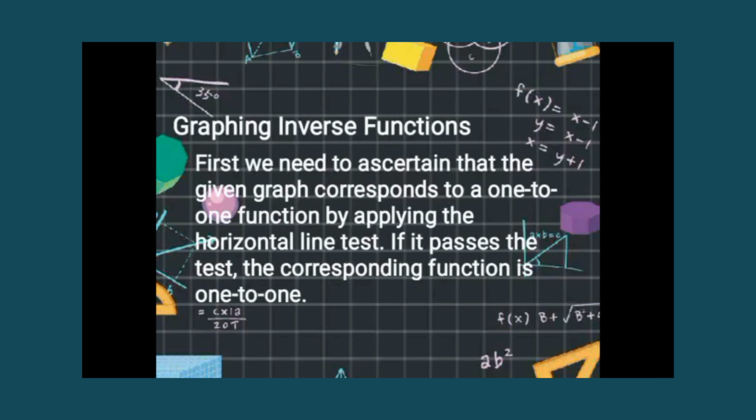Graphing inverse functions. First, we need to ascertain that the given graph corresponds to a one-to-one function by applying the horizontal line test. If it passes the test, the corresponding function is one-to-one.